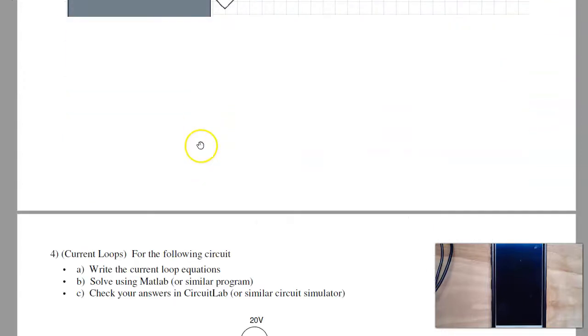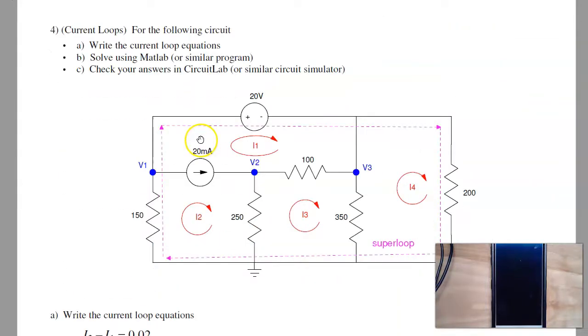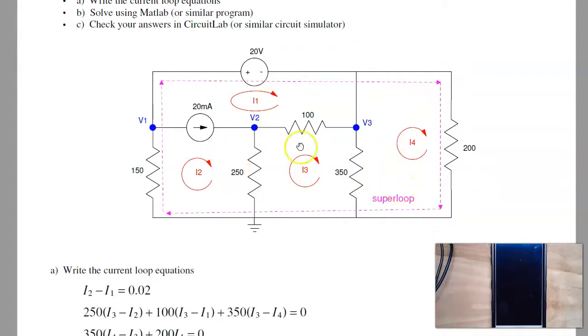That's problem 3. Problem 4, current loops. Current loops just says the current around any closed path has to be 0. I've got 4 loops. I need to write 4 equations for 4 unknowns. Start with the easy one. This current source says that I2 minus I1 is 20 milliamps.